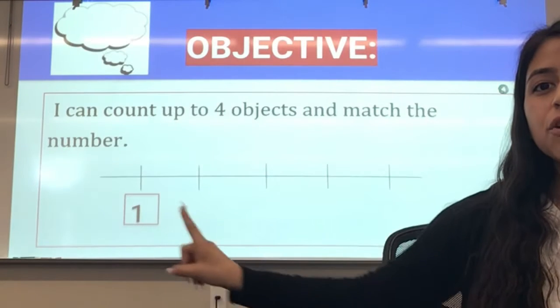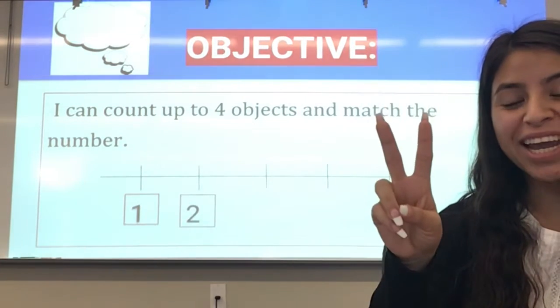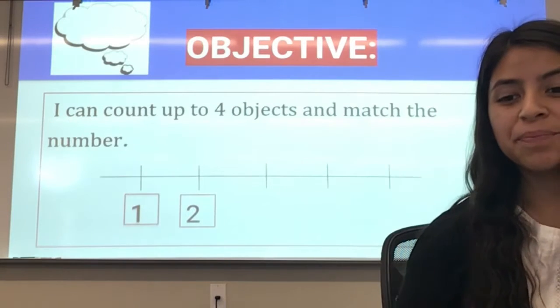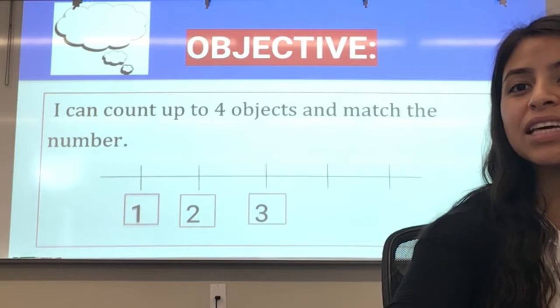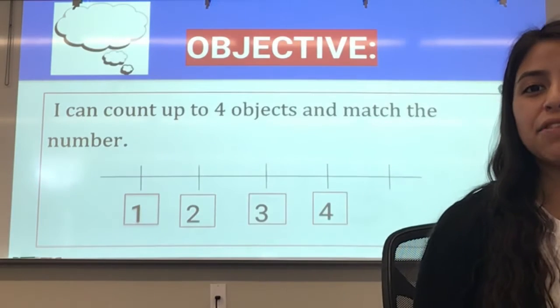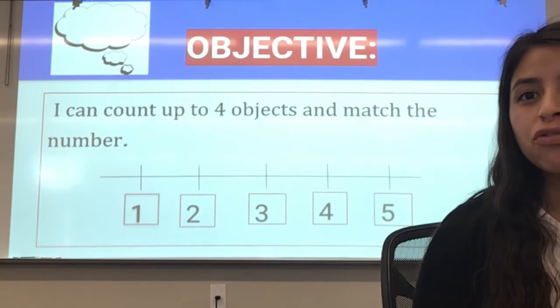So what comes after the number 1? The number 2, right? Yeah, our number 2 is next. Remember, our numbers get bigger. After 2 is 3, then we have 4, and we have 5. So we're going to be focusing on our numbers 1 through 4 today, but I added 5 just so you know what number comes next.